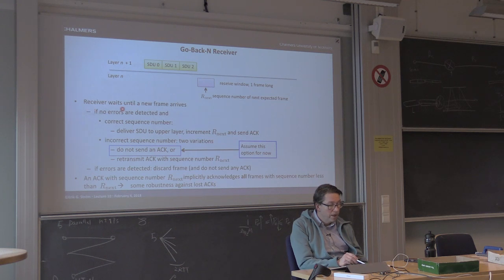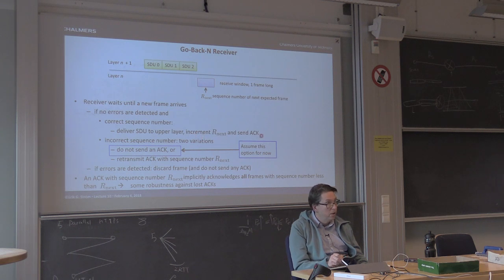The receiver waits, as usual, until a new frame arrives and checks it for errors. If no errors are detected and there is a correct sequence number, then we deliver the service data unit to the upper layer, increment rNext, and send an acknowledgement.